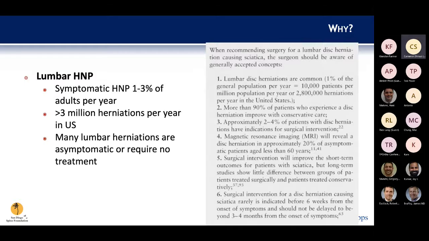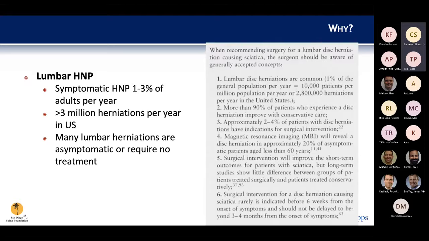Looking at lumbar HNP now, symptomatic herniated discs in 1 to 3% of adults per year, which is roughly 3.5 million herniations per year in the United States. Many lumbar herniations are asymptomatic or require no treatment. Specifically here, going over to a recommendations chart, which we'll get back to later in the chart. Looking at number 1, notes that they're fairly common. 1% of the general population is what their numbers had.